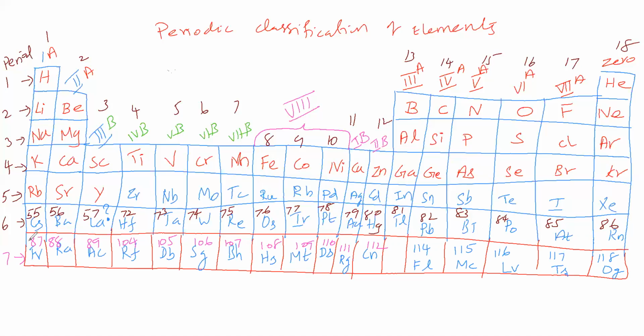After 86, the seventh period contains francium atomic number 87, then radium 88, then actinium 89. The next element given is rutherfordium, atomic number 104. So in between 89 and 104, what are the elements? Now we have to see regarding those elements.